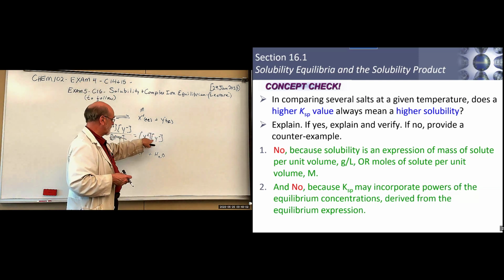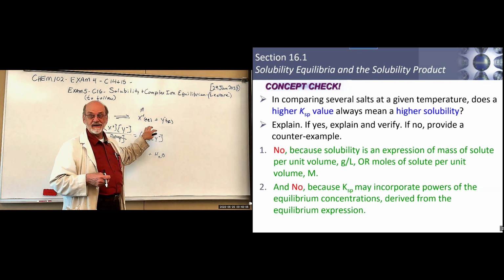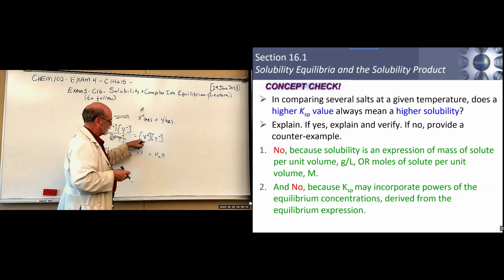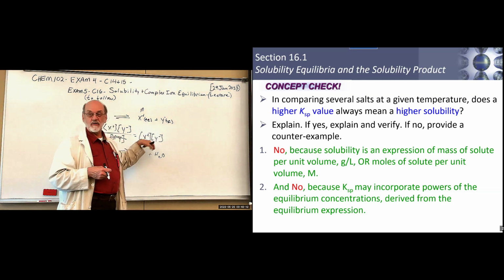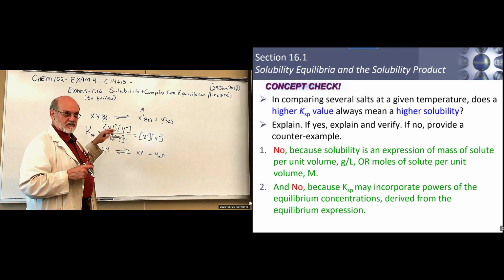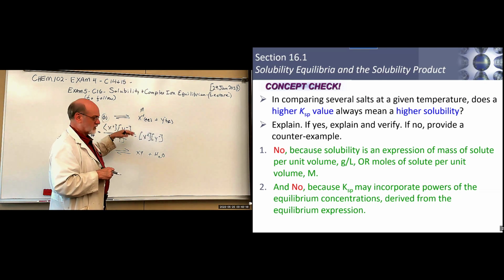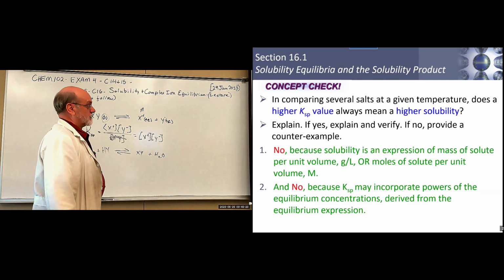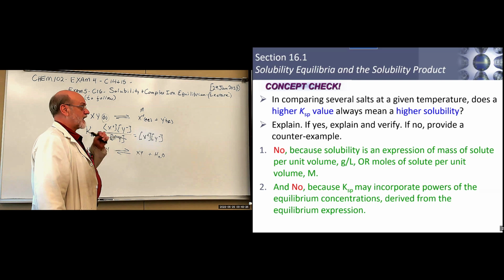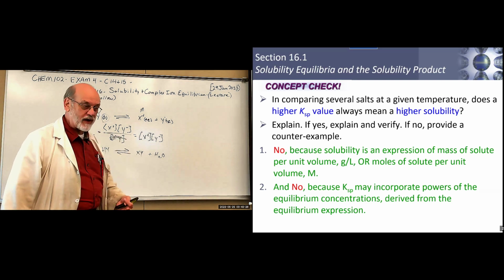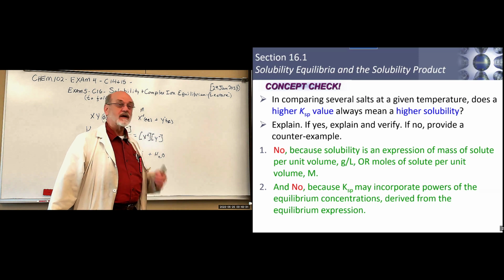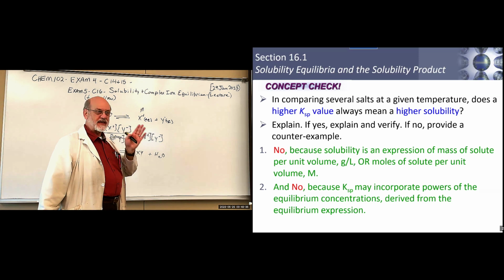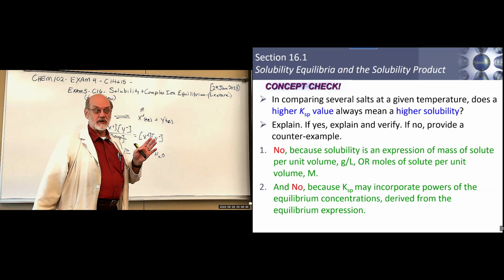If these have coefficients, then that can make this value very high. But if another salt has a KSP with only first power, then that would be very low. So you're comparing apples and oranges, which is the basic problem. You can't say that the one with a higher KSP has the higher solubility unless each of the salts has the same cation-anion ratio, right?